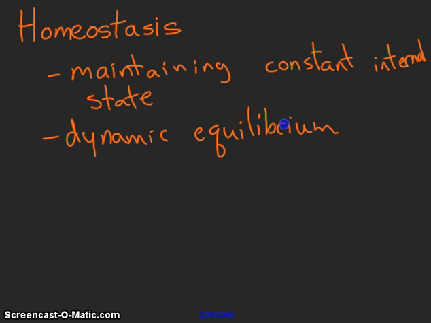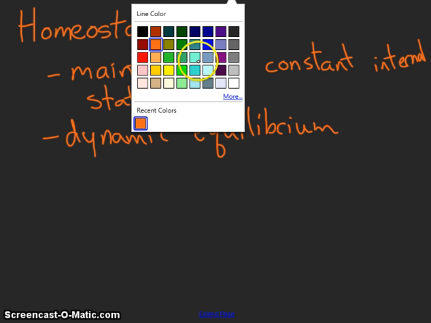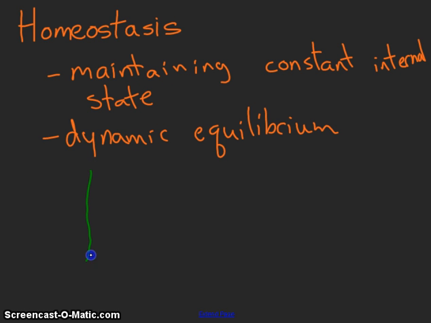Okay. Well, what does a graph look like with homeostasis? Let's take a different color here, maybe green. So if we drew out a graph, let's say we look at something like body temperature. We know body temperature is at 98.6 degrees Fahrenheit, or a better way of saying that is 37 degrees Celsius.